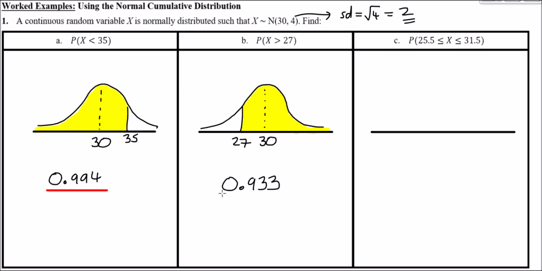And then for C, this is bounded on both sides now. So again, we've got the mean, which is 30. We want to find the probability of a value falling in between 31.5 and 25.5. So again, what we're after here is this bit in the middle, which is bounded at the lower end and the upper end now.